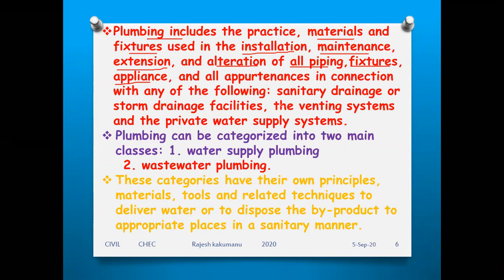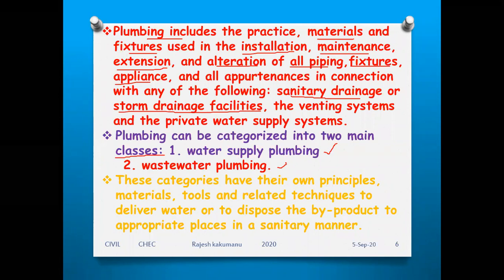Next. We can use this type of system for sanitary drainage or storm drainage facilities, venting systems and private water supply systems, right? Next. Plumbing can be categorized into two main classes. So plumbing generally has two main classifications. The first one is water supply plumbing, where we get the water, the source. The second one is wastewater plumbing.